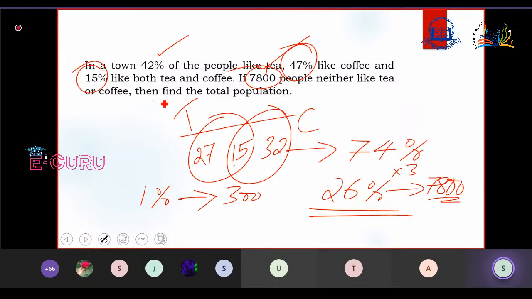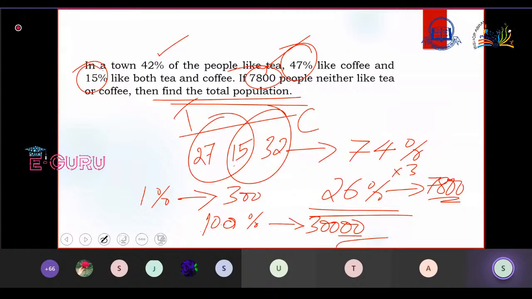We need to find out the total population. Total is always 100%, right? So if 1% is 300, 100% will be 100 times. That means 300 into 100, it will become 30,000. So the total population here will be 30,000. Total population is 30,000.